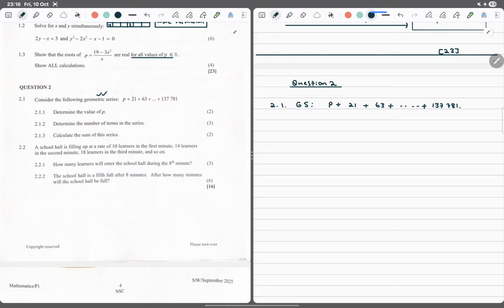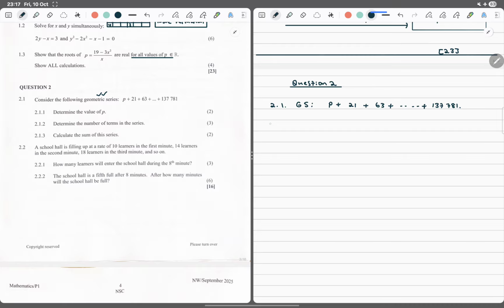It's a finite series. If this is geometric, we can tell what the common ratio is. From 21 to 63, that looks like 3, right? 21 times 3. So we know that the common ratio here is going to be 3, since from one term to the next it's a ratio that we can get from the two terms.